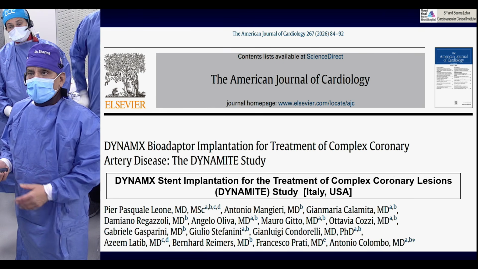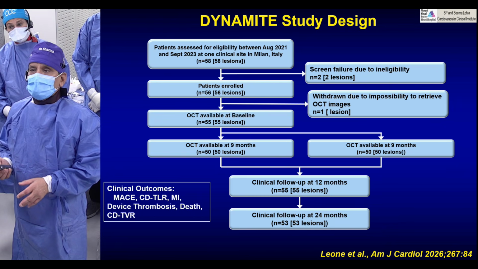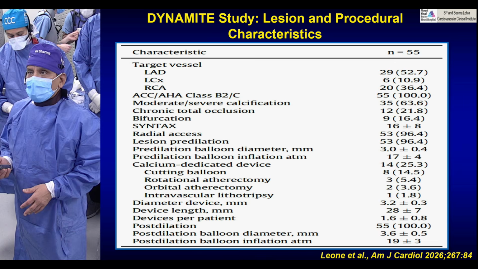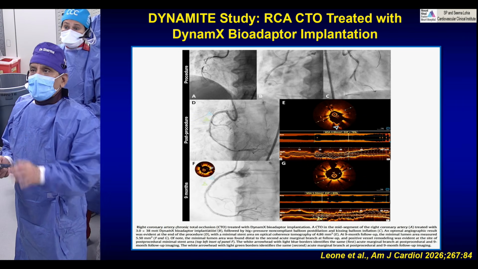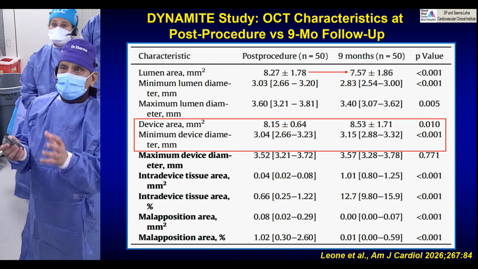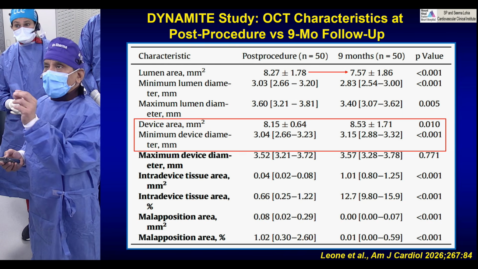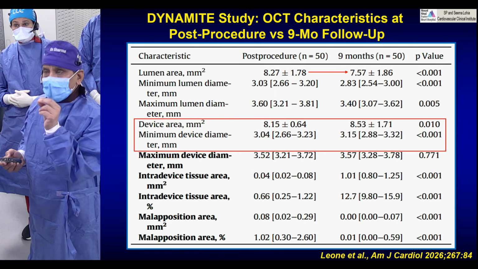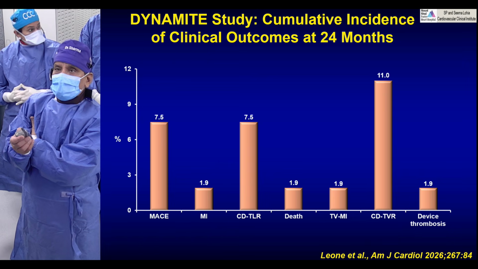And now we have the data of the DYNAMITE study. Again, there's no randomization, but there were 53 patients with 53 lesions, treated with various techniques, and by OCT we see that the stent becomes positive. Device area was 8.15 post procedure and became 8.53. So positive remodeling, and minimum device diameter increases at follow up. That is what we used to expect.